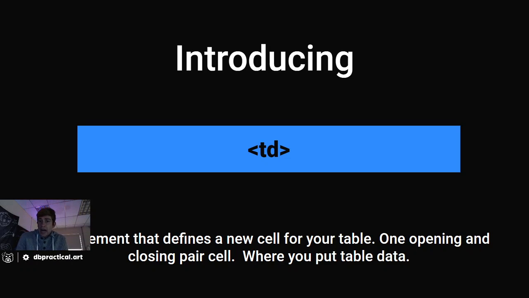Then you have your average cell in a table, so TD for table data defines a new cell in your table. One opening and one closing pair per cell, and this is where you put general table data.